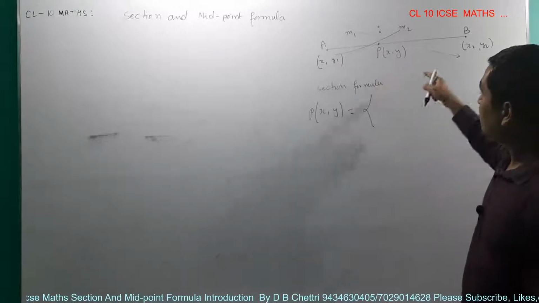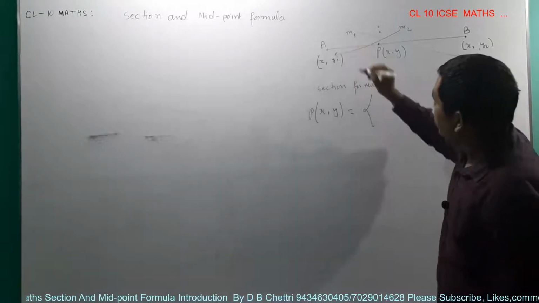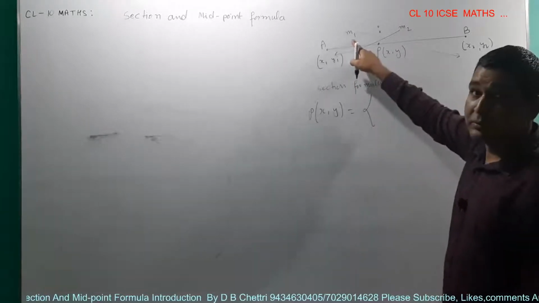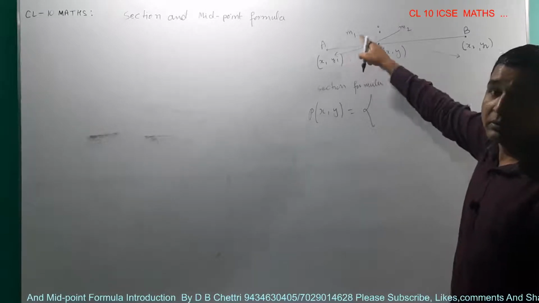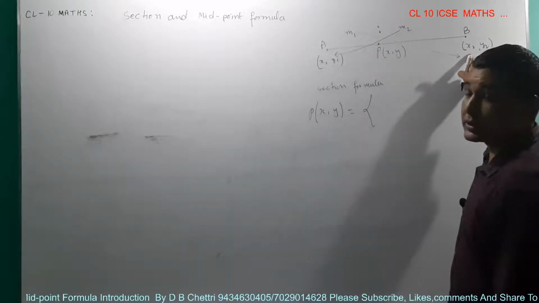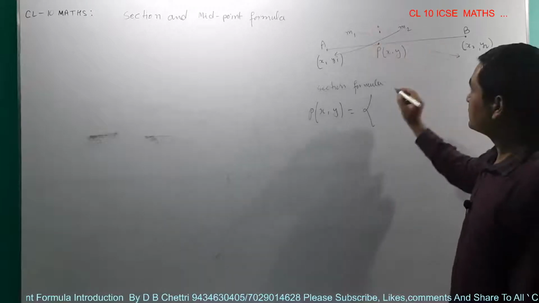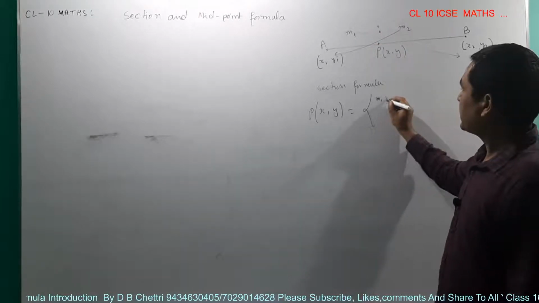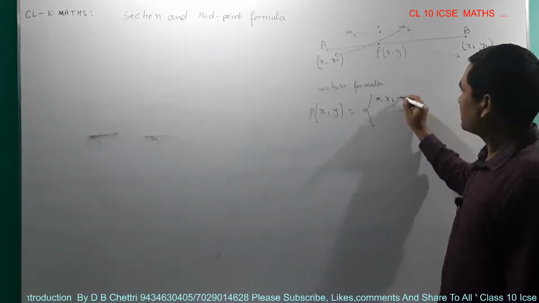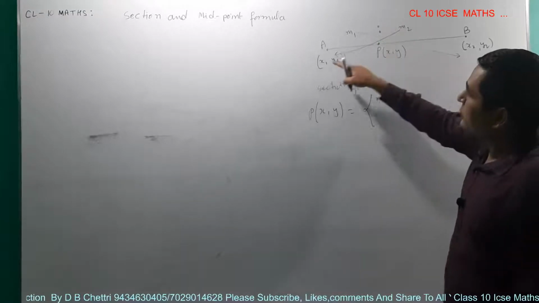Now how to get the coordinate? m1 multiplied by x2, that means m1 x2, then plus m2 x1.